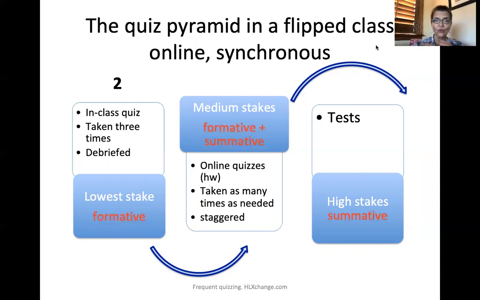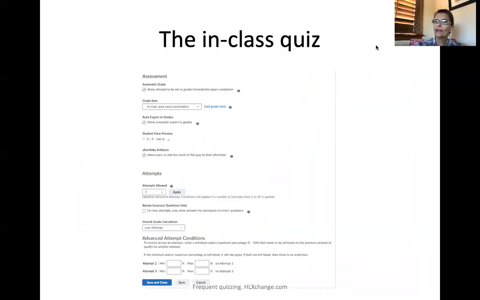They would have 3 opportunities in class to take this quiz online. Remember, this is an online class. And I would then use the quiz to debrief the pieces of knowledge that they're supposed to have gained from the reading and the video. Let me show you what this looks like. This is what an in-class quiz looks like. You can see that it's an in-class quiz for nasal assimilation. And they get 3 attempts, and the computer records the last attempt.